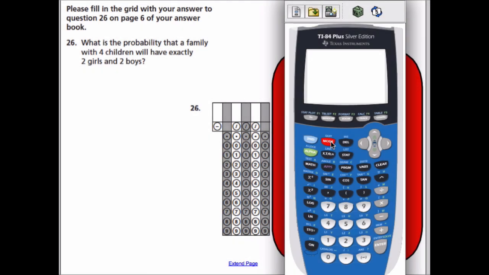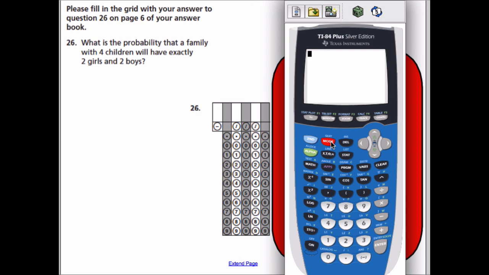This is MCA practice problems 26 through 30. Number 26, please fill in the grid with your answer to question 26 on page 6 of your answer book. What is the probability that a family with 4 children will have exactly 2 girls and 2 boys? In this case, this is another gridded response, so this is good practice for that scenario.